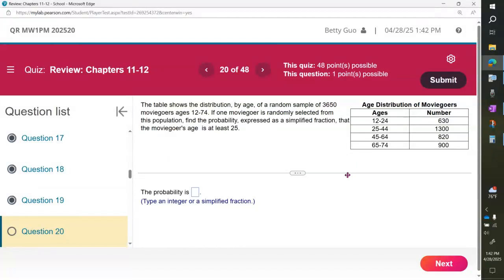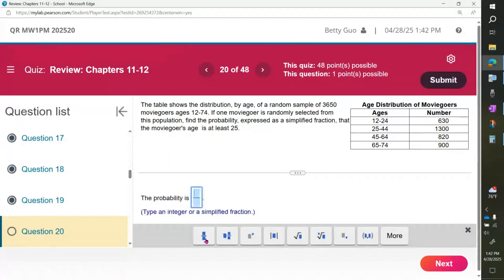But I mentioned that it is an empirical model, but if you switch the perspective, you can see the model as a classical. You have 3,650 people in the pool, and your job is to randomly select 1 person. If you consider that experiment, that is classical, because every person has the same chance to be chosen, right? Then we can use the classical. And it says type an integer or a simplified fraction, so be very careful. Do not enter a decimal.